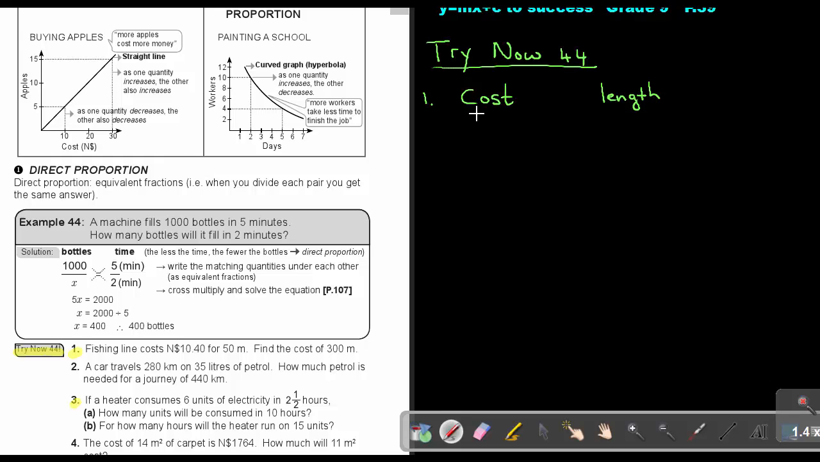Okay, so what is the cost? It's going to be 10.40, and what is the length? It's 50 meters. Okay, that's my first statement. Find the cost of 300.